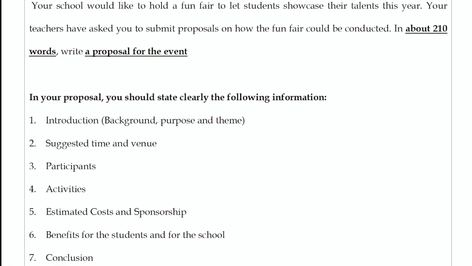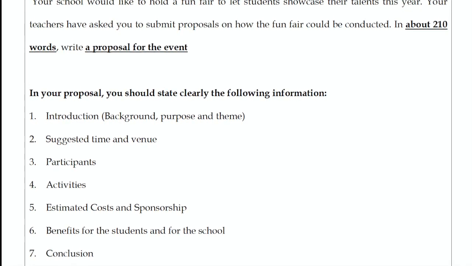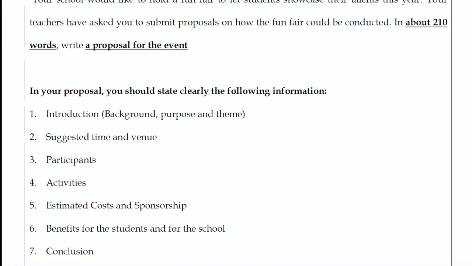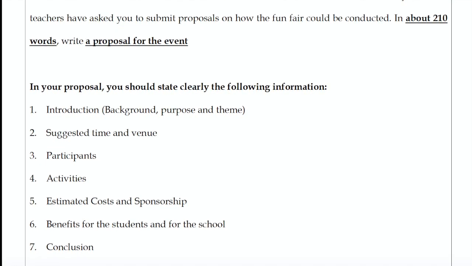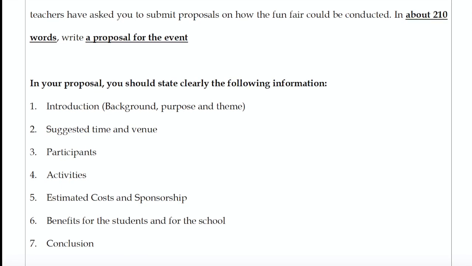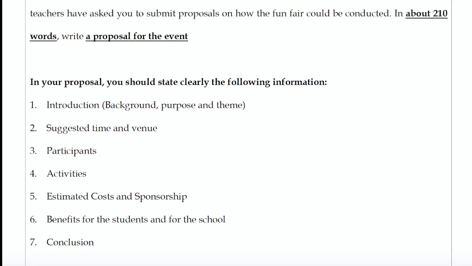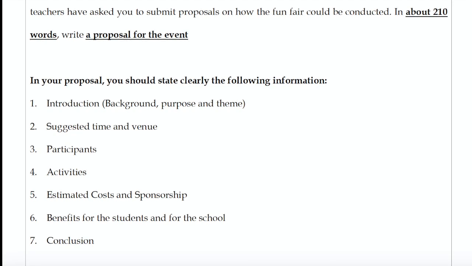Number 1, introduction, background, purpose, and theme. Number 2, suggested time and venue. Number 3, participants. Number 4, activities. Number 5, estimated costs and sponsorship. Number 6, benefits for the students and for the school. And number 7, conclusion.